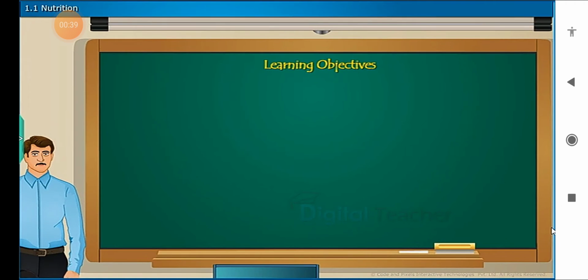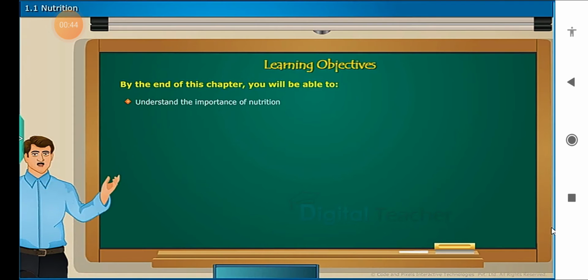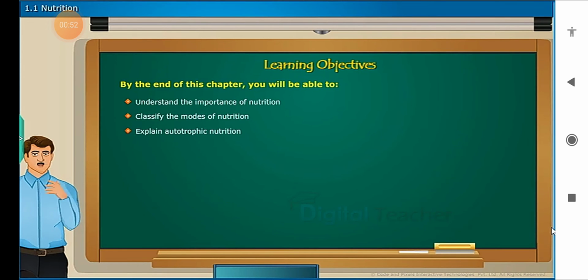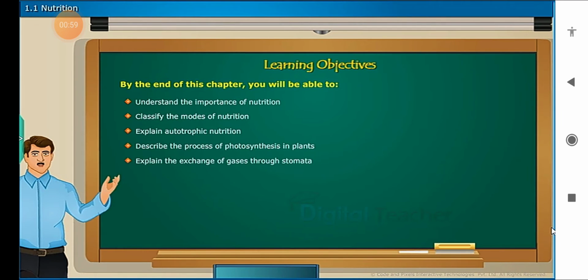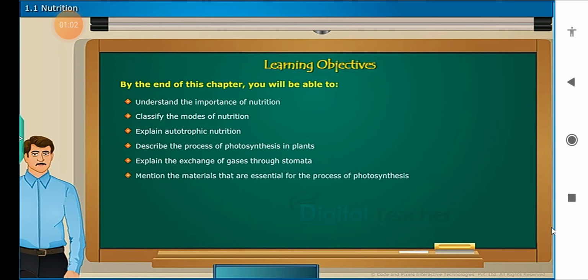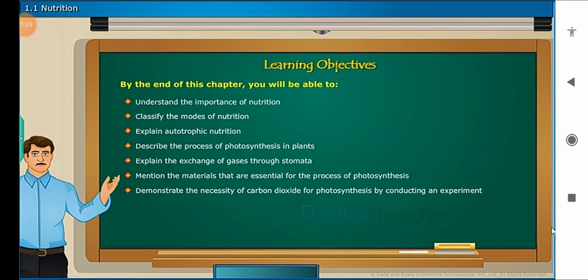Learning objectives. By the end of this chapter, you will be able to understand the importance of nutrition, classify the modes of nutrition, explain holozoic nutrition, describe the process of photosynthesis in plants, explain the exchange of gases through stomata, mention the materials that are essential for the process of photosynthesis, demonstrate the necessity of carbon dioxide for photosynthesis by conducting an experiment.